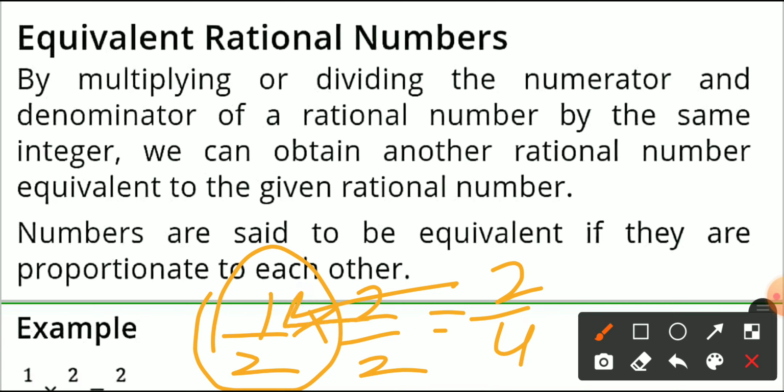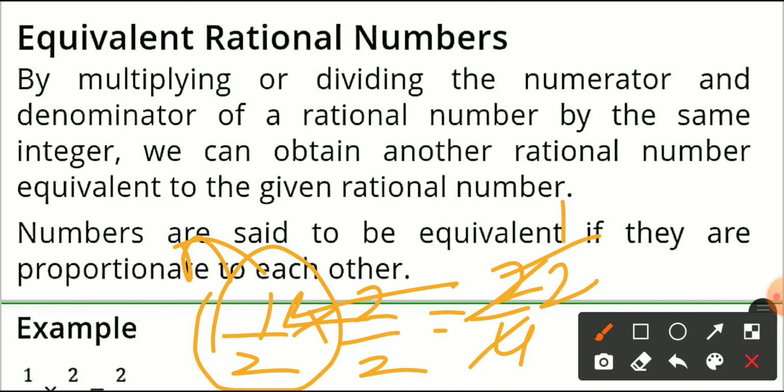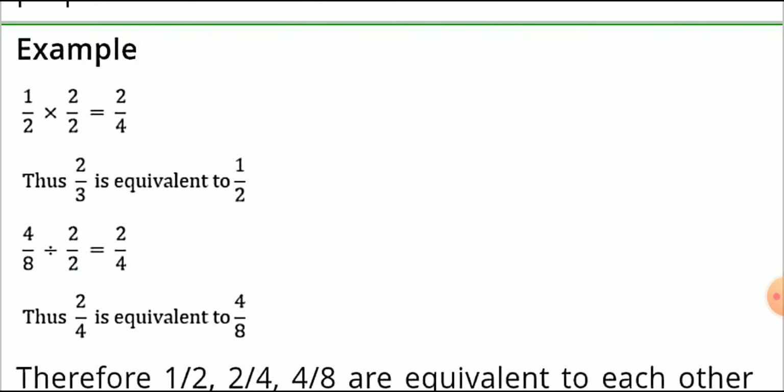Which is another rational number equivalent to 1 by 2. Why? Because it is another form of the rational number. If we want to reduce it, we can again make it 1 by 2. So 2 by 4 is another form of rational number which is equivalent to 1 by 2. So here examples are 1 by 2 multiplied by 2 by 2, which is equal to 2 by 4. Thus 2 upon 4 is equivalent to 1 by 2. 4 upon 8 divided by 2 by 2 is equal to 2 by 4.